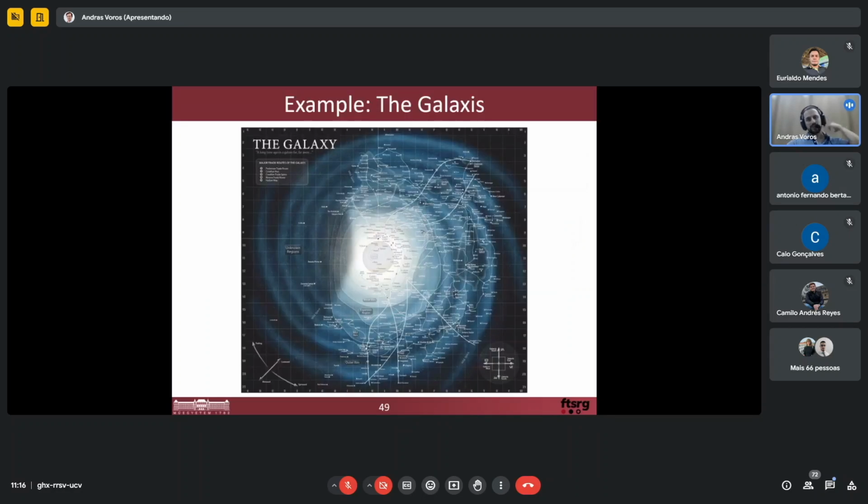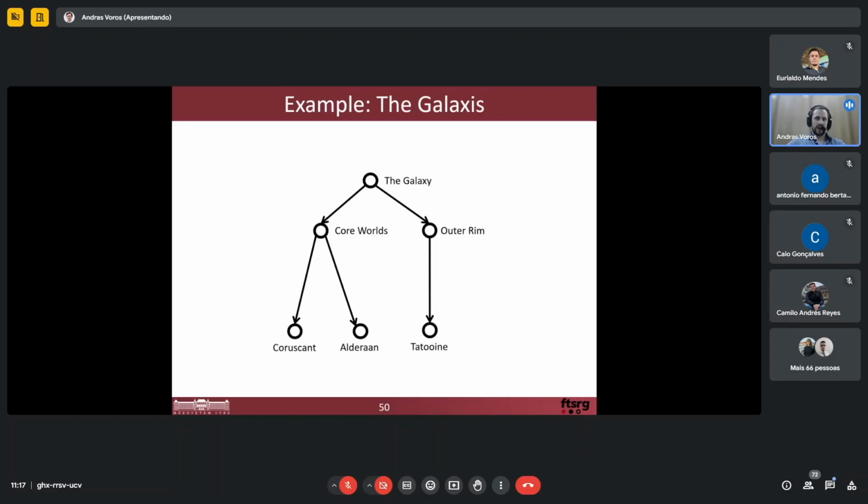And actually, I just put this example because I really like it, but I will also use another example that is much simpler, where I think it's quite relevant. So the galaxy has some areas, there are some containment relations. So we can describe this kind of knowledge with graphs. So for example, we have the galaxy, forwards, outer rims, and we have elements inside these galaxies. I just took the example from Star Wars.